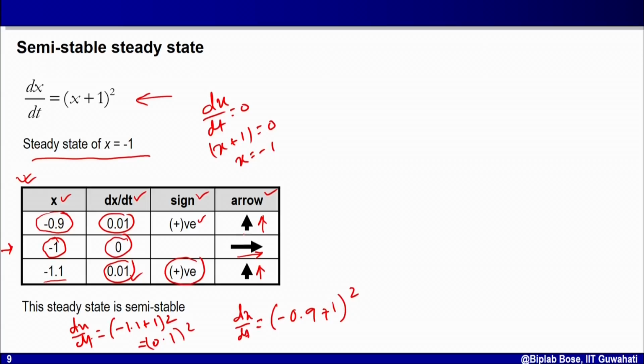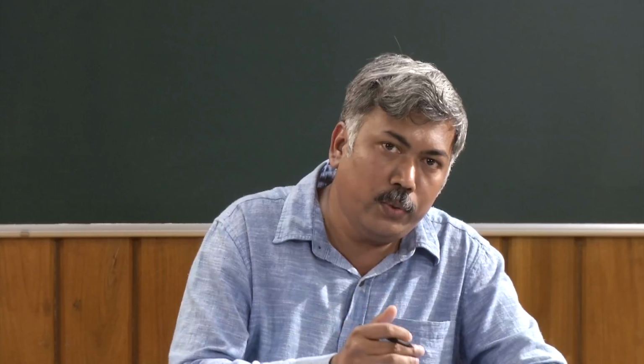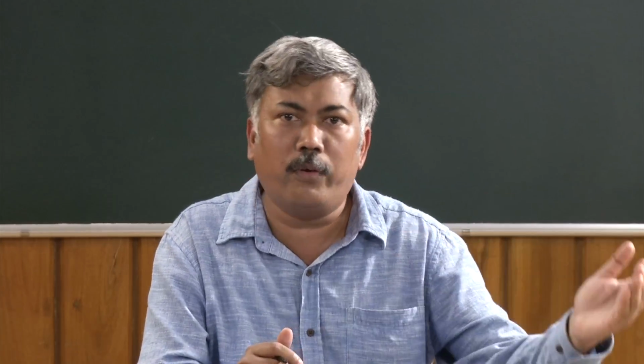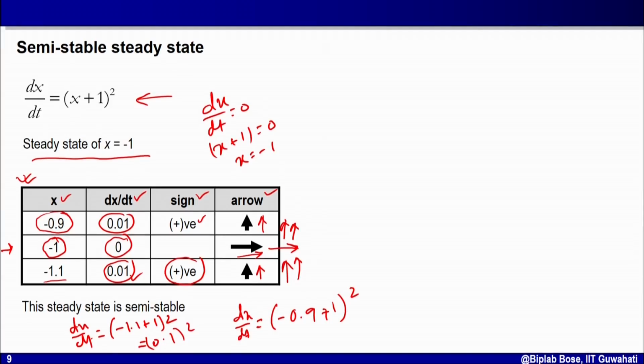So in this way you can see here, this is the horizontal arrow representing the steady state. Two arrows, slightly lower value of x, slightly higher value of x: one is pointing towards the steady state, another one is going away from the steady state. So in this case, if you approach from one side, you will reach the steady state. If you start from another side, you will go away from the steady state. So this type of system is semi-stable.